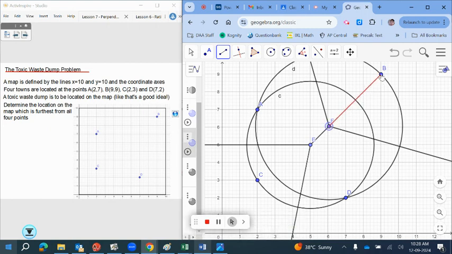So if we look at the distance from F to B, it's 4.16. If we look at the distance from E to any of these points, it's 3.61. So what this tells us is that site F is further from any of the towns than any other point. And this is the solution to the toxic waste dump problem.